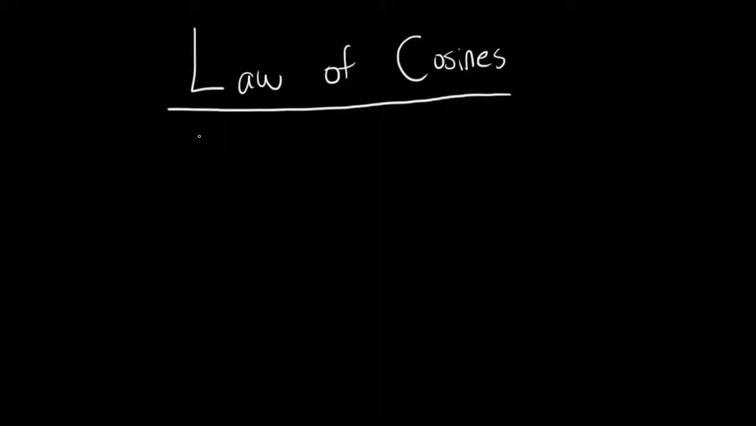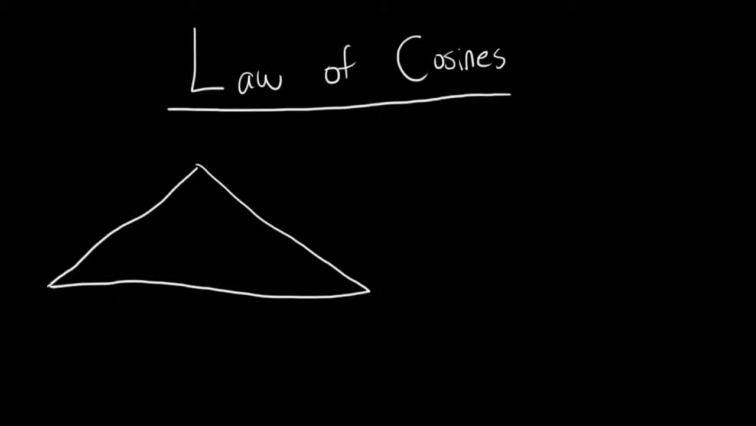We're going to take a look at the law of cosines. And the law of cosines is going to be a generalization of the Pythagorean theorem. So let's say we have a triangle. This is not going to be a right angle triangle, because if it was, then life would be made really easy for us. So we have this triangle over here, right?